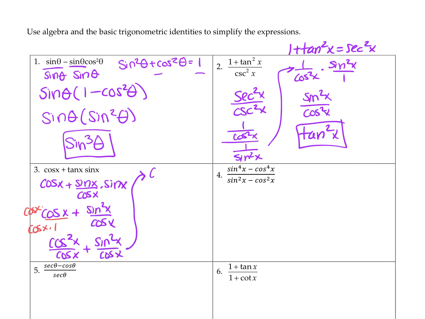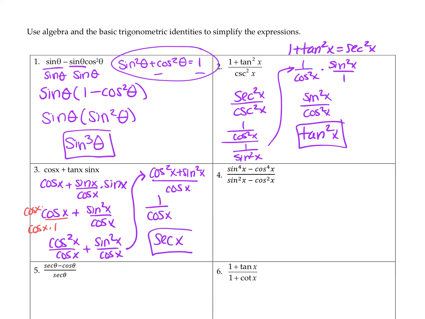And that's going to give me cosine squared plus sine squared all over cosine. Well, cosine squared plus sine squared is 1, because again, that's that trig identity, it's up here. So we're going to have 1 over cosine, which is secant.